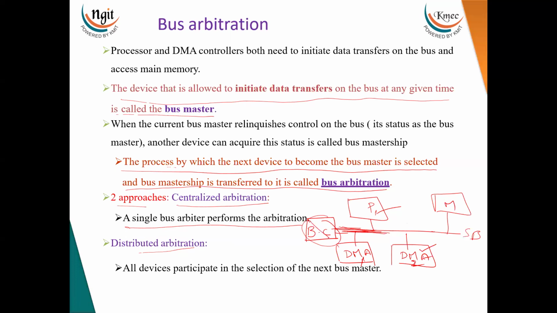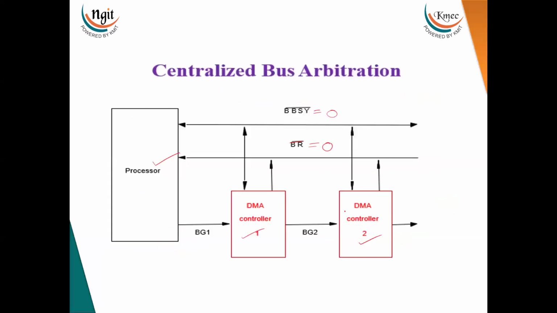To understand the concept simply, in a simple system only the processor is having the control of the bus. This bus controller is absent, but in a few processors the bus controller is also there. Here we are trying to analyze the simple system where the processor is having the control of the bus. So bus busy equal to 0 means the processor, at the beginning, is having the control of the bus.